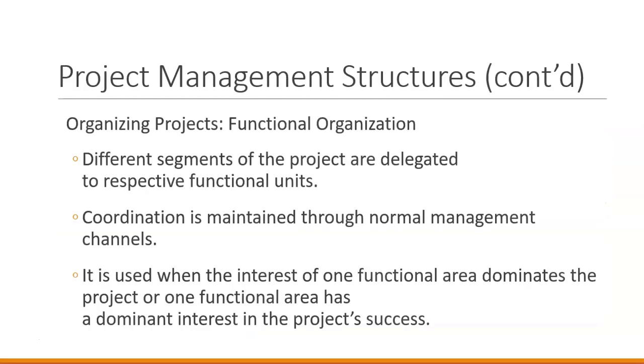So we have three different structures that the textbook talks about. The first one is a functional organization structure. Under a functional organization structure, we assign the project to people within the organization that already exist. So we don't have a separate project team. We just have an individual project that people within the organization are working on.